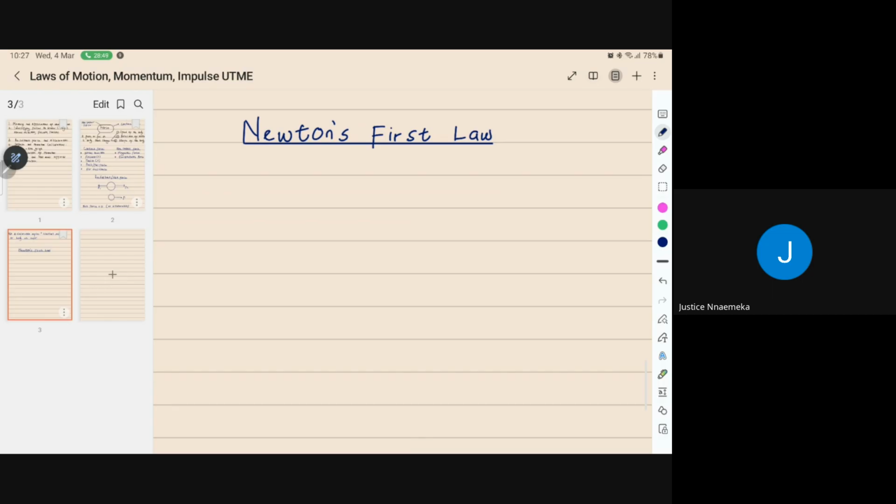So now the Newton's first law. When you talk about Newton's first law, the first thing that comes to your mind is inertia. I hope I'm pronouncing it well.